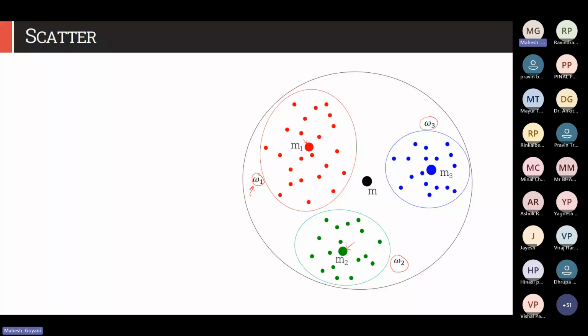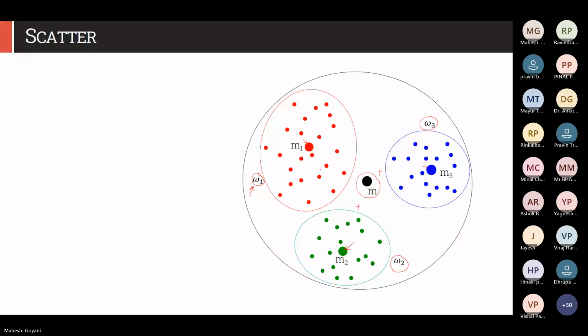Now you already know how to compute mean, right? We already have seen the equation on the previous slide. And similarly, M3 is the centroid of class 3, that is omega 3. And this black point, which I have represented as M, that is the global mean. That means all the red points plus all the green points plus all the blue points divided by the total number of points. So this is the global mean.